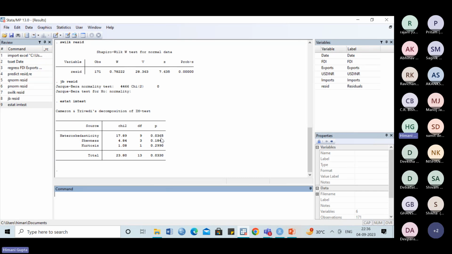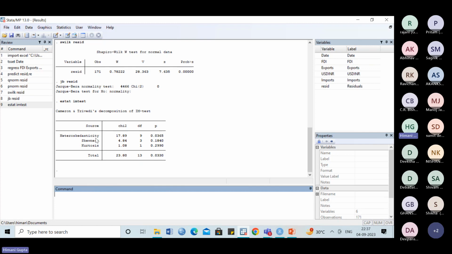So since the value is less than 0.05, I can say that there is heteroscedasticity. And you will see over here also it's written that it is heteroscedasticity. Got it?